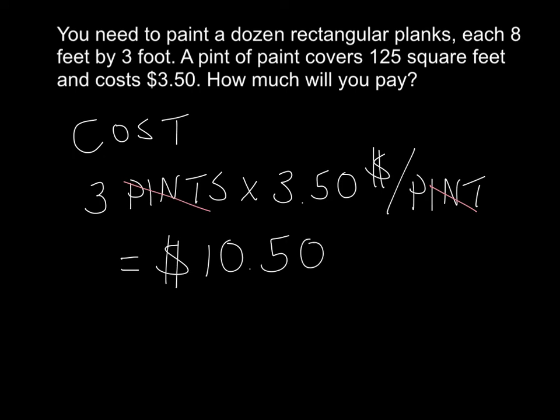$10.50. So we went through this process where what we had to do first was look at the information to find the area, then figure out how many pints we needed, and finally get the cost. Hopefully this will help you with a similar homework problem that deals with area.